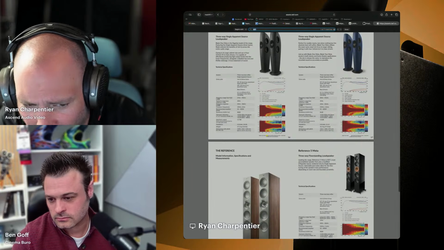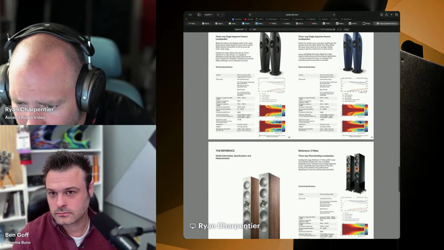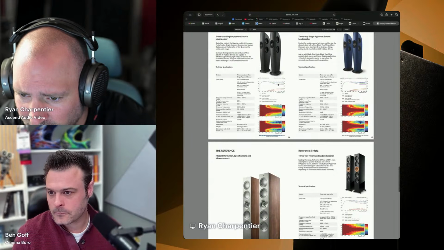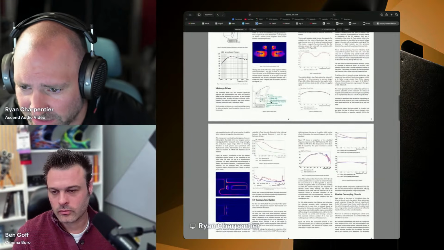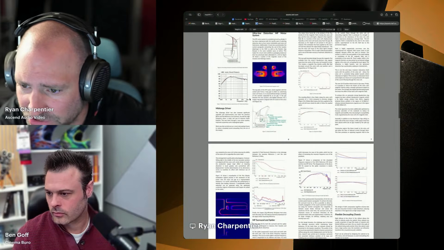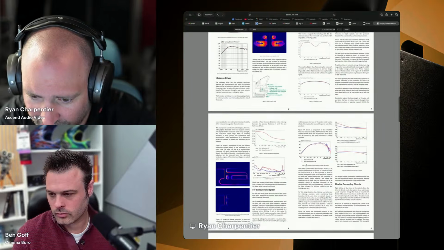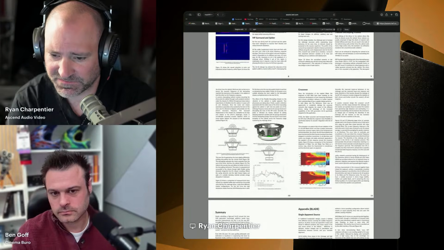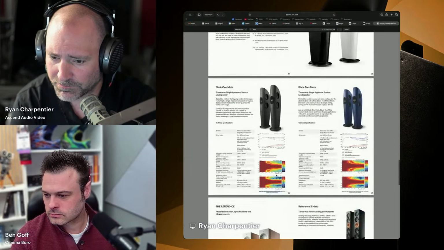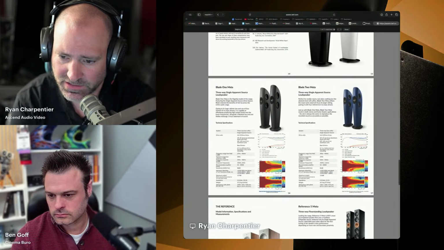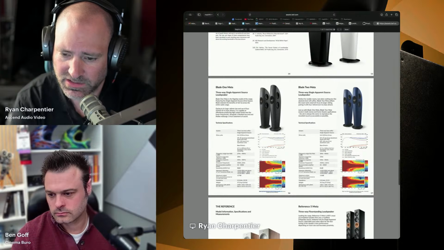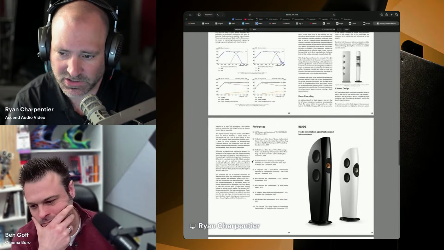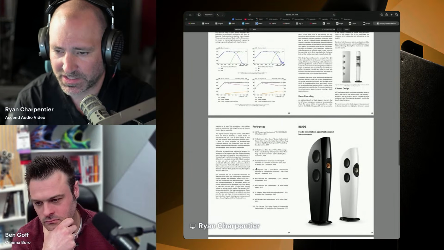It does give you spinorama data at the top, if you look really close, but it's only referencing the CEA2034. It doesn't mention anything else about how any of this data was derived. I don't know absolutely where it could have come from, but it does specify, when you get down in here for the other speakers in this list, that this is spin data and that this is your dispersion plots. That's the only information I can see on a quick glance of how this was obtained.